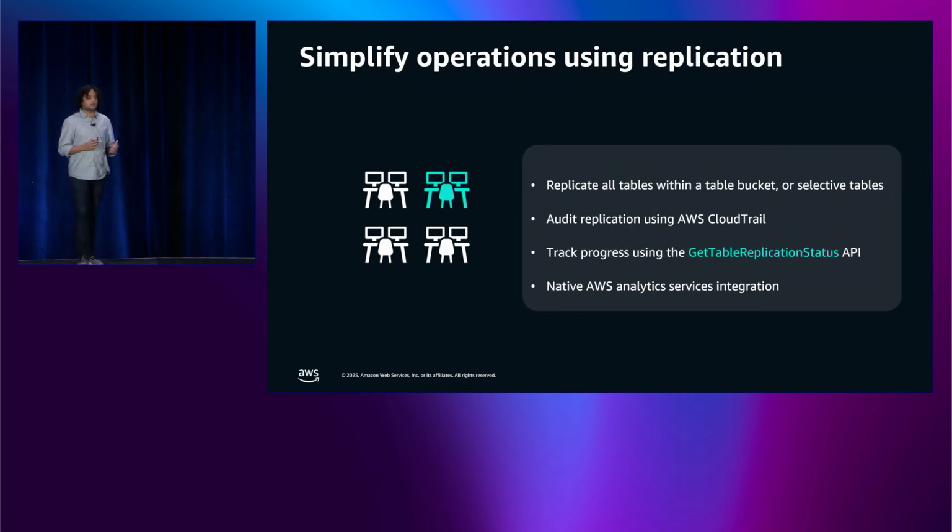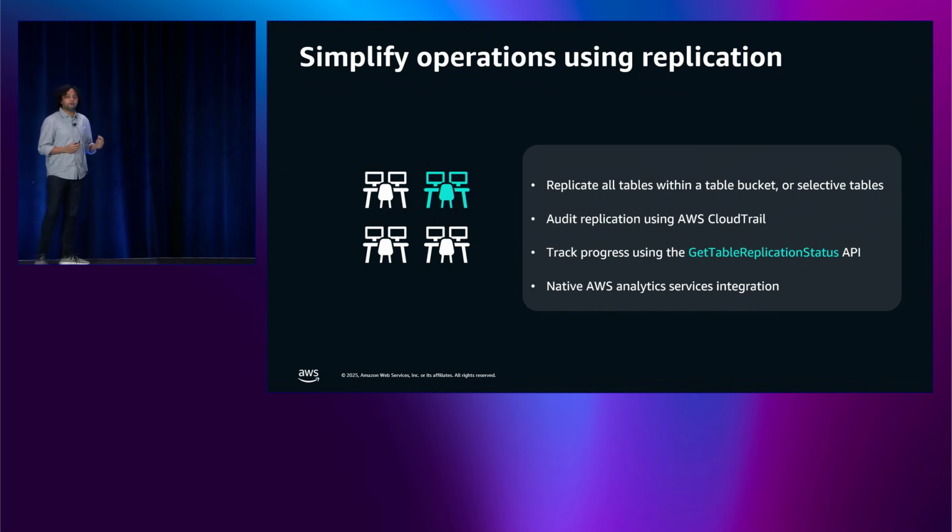So the first one is around simplifying your operations and how you can get rid of all the heavy lifting that you need to do to make your data lakes multi-region. So the first thing, as I mentioned, is you can just, within a few clicks and within a few configuration files, replicate all your tables within a bucket. And alternatively, you can say, hey, I have some production tables, I have some critical tables, and I just need to replicate those, and we'll take care of that as well.